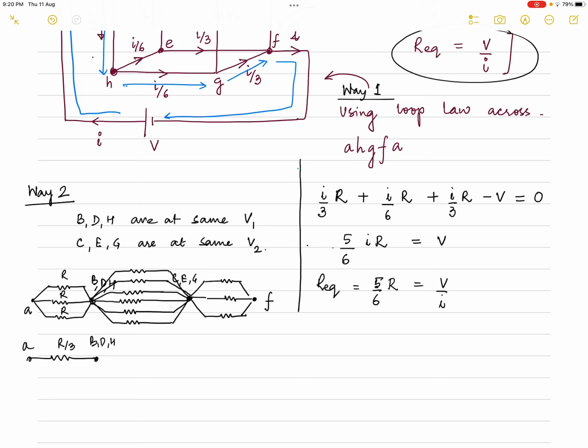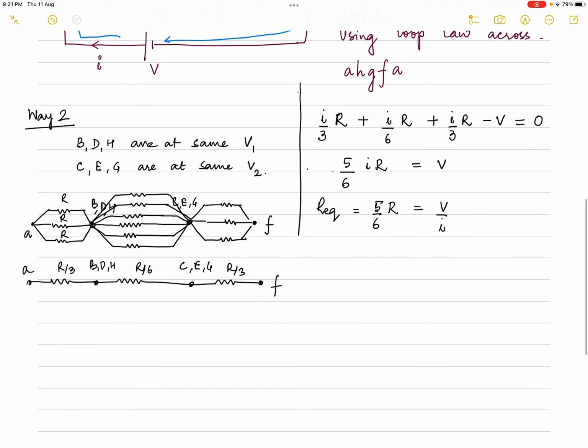Then there are 6 resistors, each of value R, connected in parallel, so we will have an effective resistance of R by 6 over here, taking us to the points C, E and G. And then once again we have a set of 3 resistors R each connected in parallel, so this will again give us R by 3 as the effective resistance, taking us to the point F. So this is quite easy to solve now. We have R by 3, R by 6 and R by 3 connected in series, so the equivalent resistance will simply be R by 3 plus R by 6 plus R by 3, which is nothing but 5R by 6, and this will be the final answer.